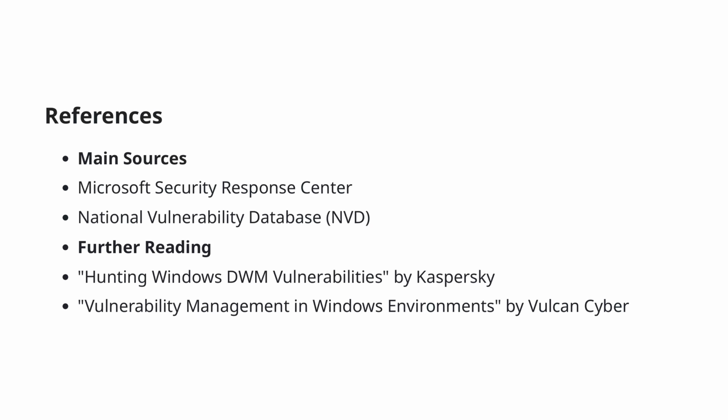In this slide, we are focusing on references that are essential for understanding and addressing CVE-2024-30051. The main sources of information include the Microsoft Security Response Center and the National Vulnerability Database, NVD, both of which are indispensable resources for anyone tracking and managing vulnerabilities. Additionally, for further reading and to deepen your understanding, I recommend Hunting Windows DWM Vulnerabilities by Kaspersky and Vulnerability Management in Windows Environments by Vulcan Cyber. These resources will provide you with valuable insights and strategies to effectively manage vulnerabilities in Windows environments.